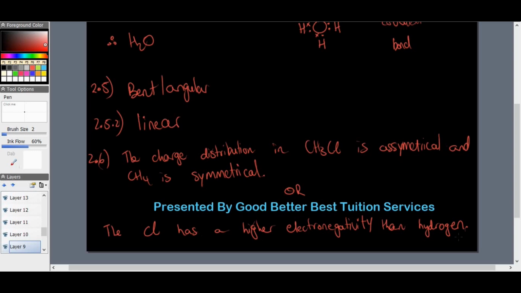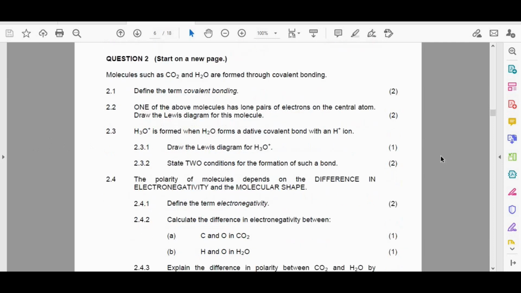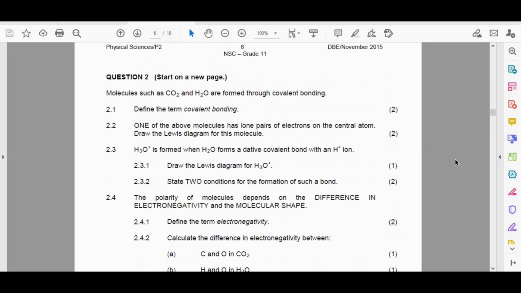That wraps up this question of this paper. Let's see if we can do another one. Here we have grade 11 November 2015, pretty similar to November 2017. This is just to consolidate what we've learned. What I like about this is that it's a question whose solution I shared about 5 minutes ago. This is about 17 marks.